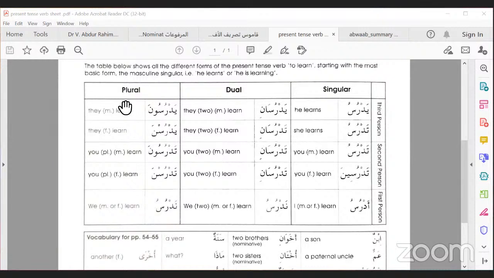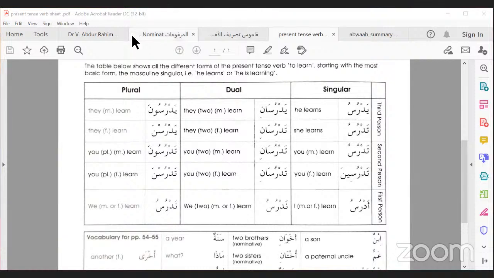And in the plural, more than two persons: they all men learn, يدرسون. They all females learn, يدرسن. Great. You all men learn, تدرسون. You all females learn, تدرسن. Great. We learn, we as in we all or we too, it's the same: ندرس.